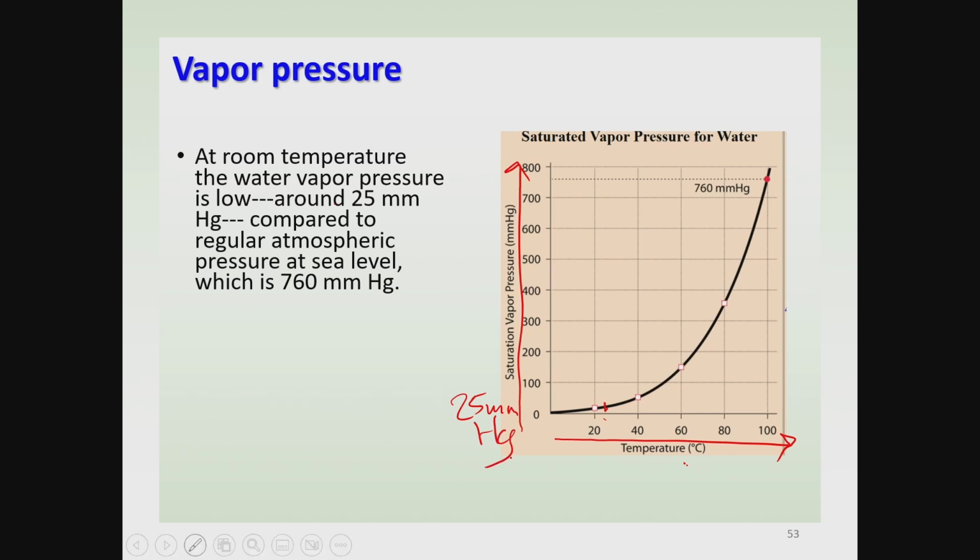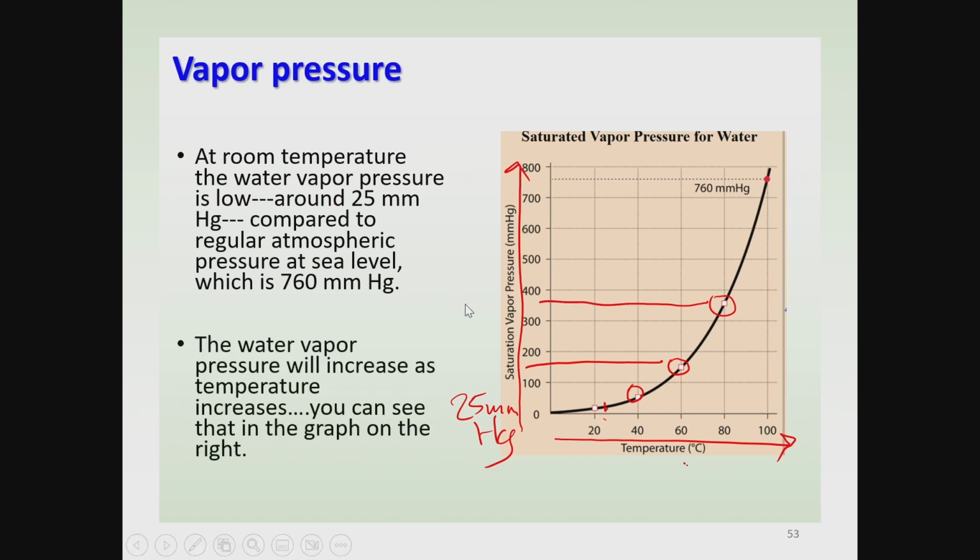But I want you to notice that as we increase the temperature, say, to 40 degrees Celsius, then we're at 50 millimeters of mercury pressure. When you're at 60 degrees Celsius, then you're at, what, 150 or maybe more millimeters of mercury? When you're at 80 degrees Celsius, it's even greater, maybe about 375 millimeters of mercury. So as we go up in temperature, the vapor pressure just gets higher and higher and higher.